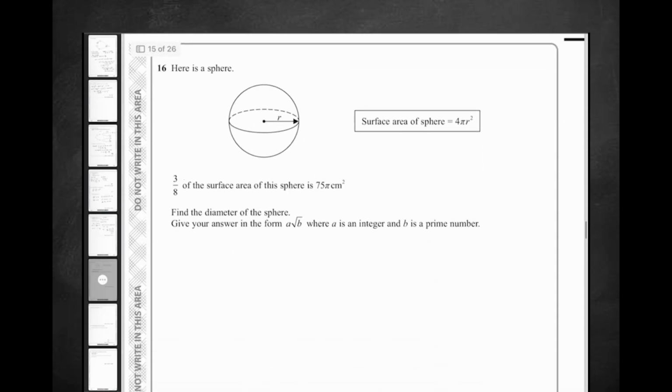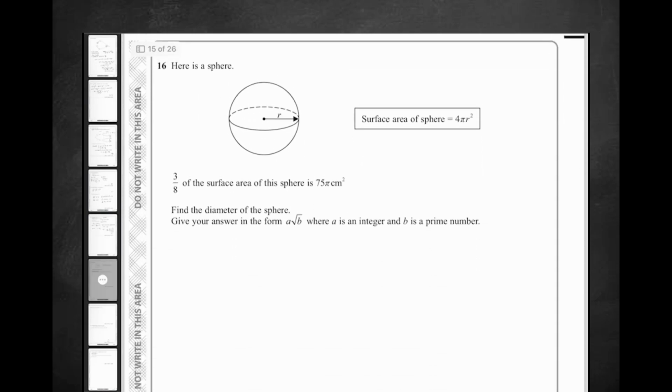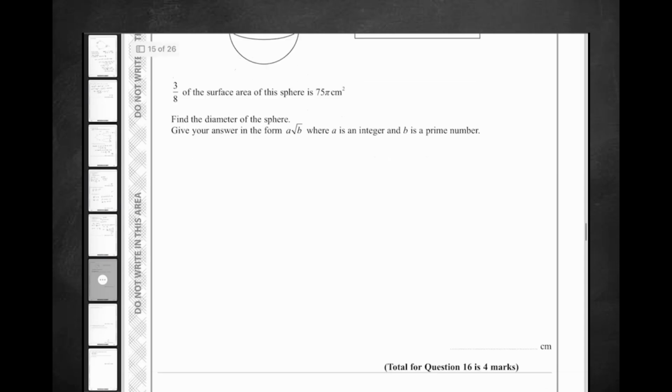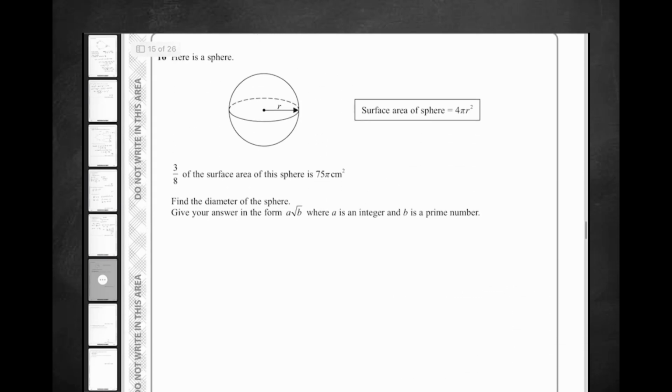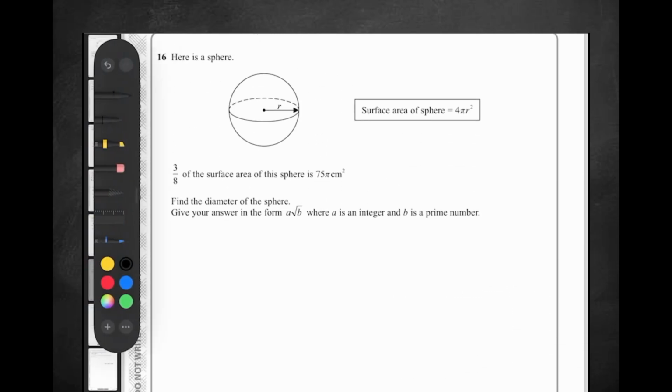On to question 16. Here is a sphere, and we're given a formula for the surface area of the sphere. 3/8 of the surface area of the sphere is 75 pi. Find the diameter of the sphere. Give your answer in the form a square root of b, where a is an integer and b is a prime number. Oh, 4-mark question. I thought that might be a 5-mark question.